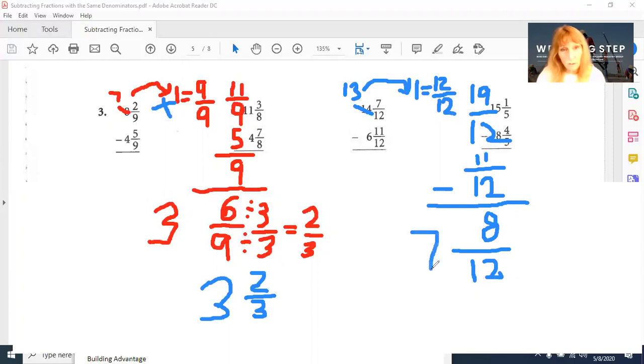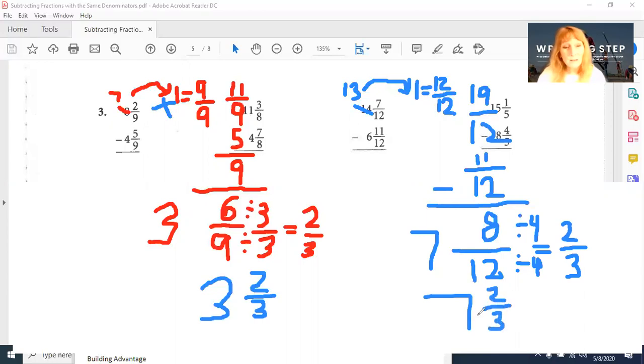But now I have to reduce, so I'm going to divide the top and the bottom by, what do you think? 4. So divide by 4. 8 divided by 4 is 2. 12 divided by 4 is 3. So my final answer is 7 and 2/3.